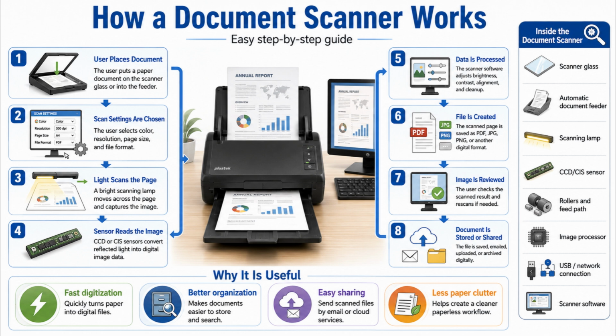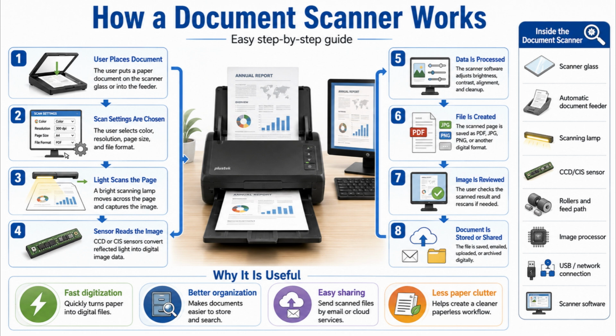Then, the sensor reads the reflected light. Usually, CCD or CIS sensors are used for this job. These sensors convert the reflected light into digital image data, which means the scanner changes what it sees on the paper into electronic information that a computer can understand.